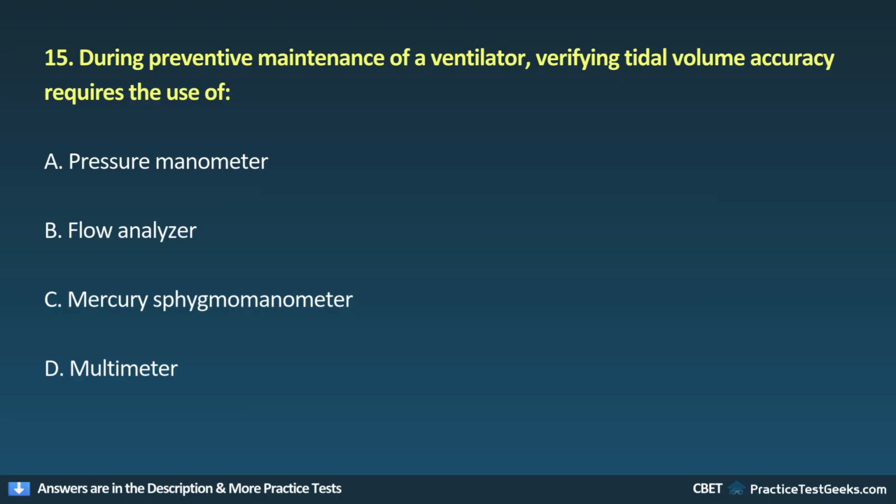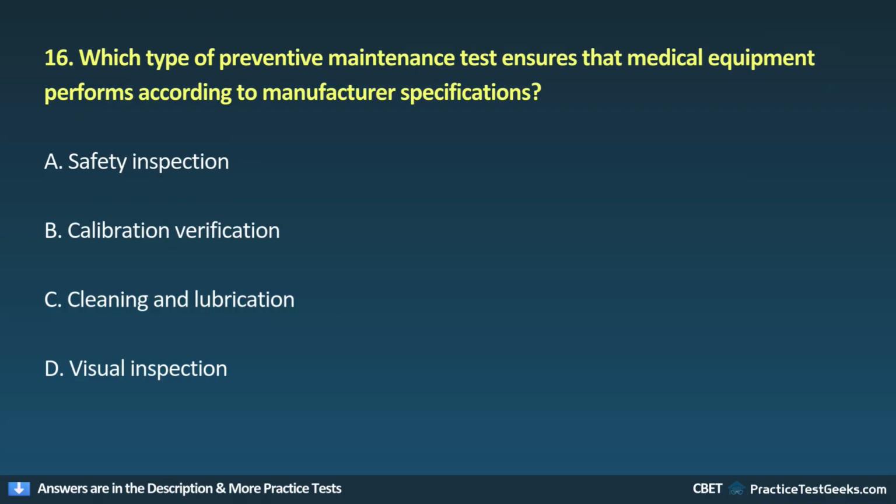15. During preventive maintenance of a ventilator, verifying tidal volume accuracy requires the use of A. Pressure manometer. B. Flow analyzer. C. Mercury sphygmomanometer. D. Multimeter. 16. Which type of preventive maintenance test ensures that medical equipment performs according to manufacturer specifications? A. Safety inspection. B. Calibration verification. C. Cleaning and lubrication. D. Visual inspection.